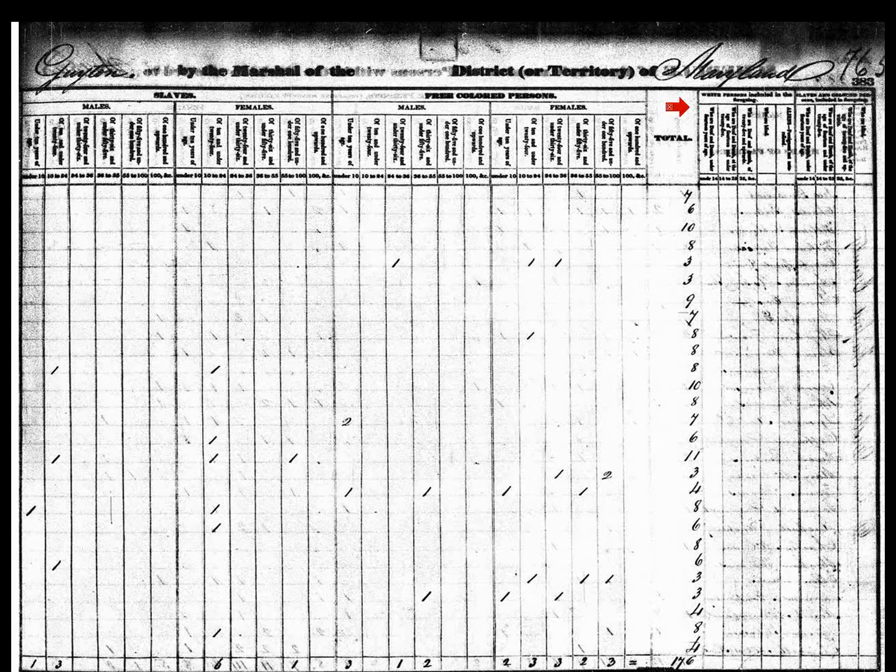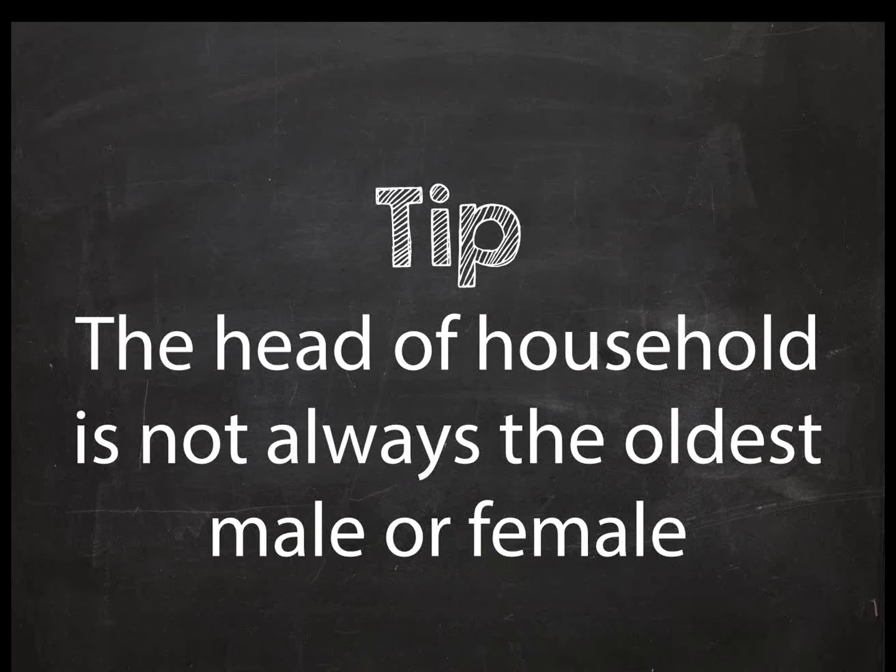So again, something important to think about when you're looking at census records online is that you're looking at the entire record and not just that first page. Now, another tip for you is that the head of household is not always the oldest male or the oldest female in the household. And this is an assumption that researchers make all the time. Just because the head of the household is usually the oldest male doesn't mean that it's always that way. Or the oldest female. So we need to keep that in mind when we're researching going forward.